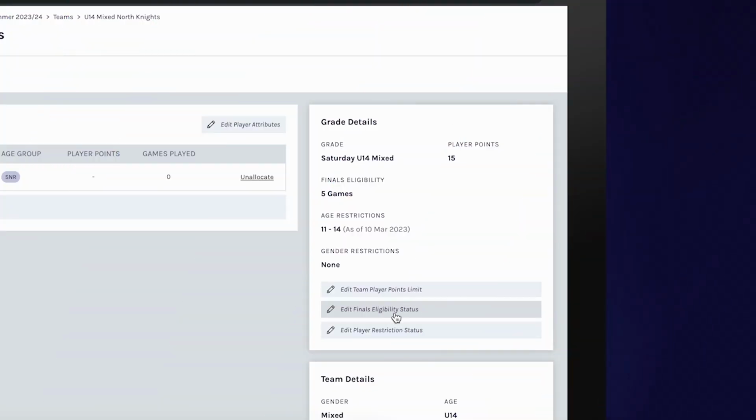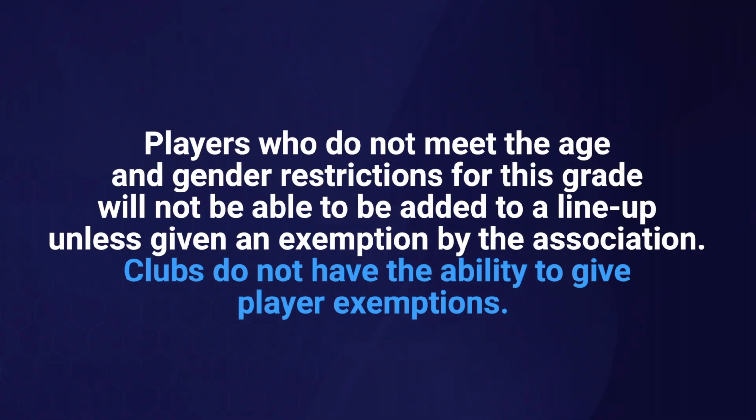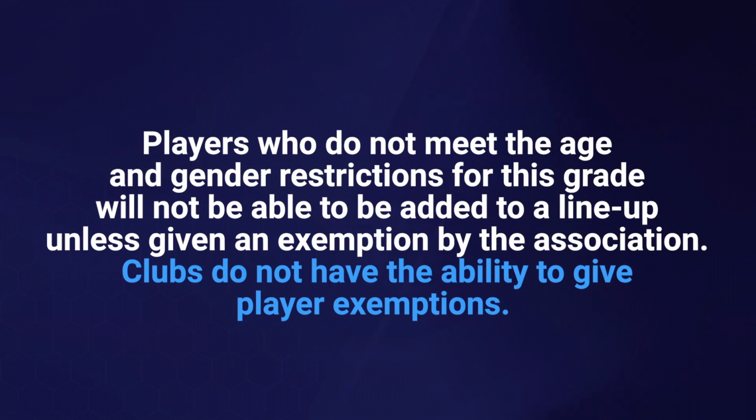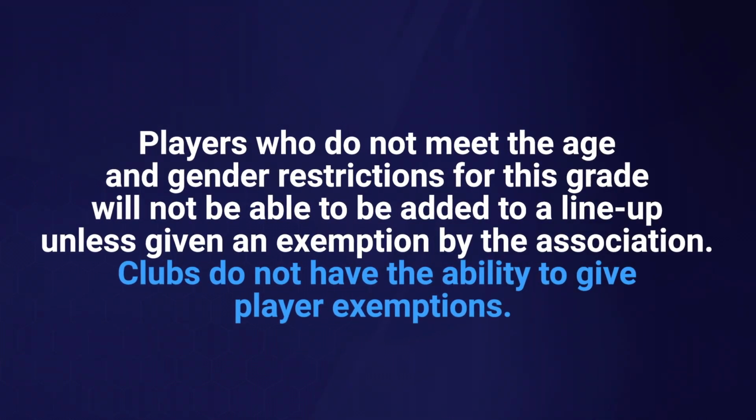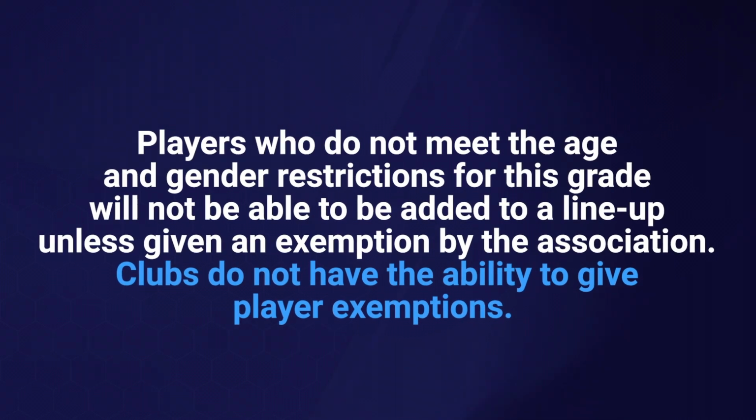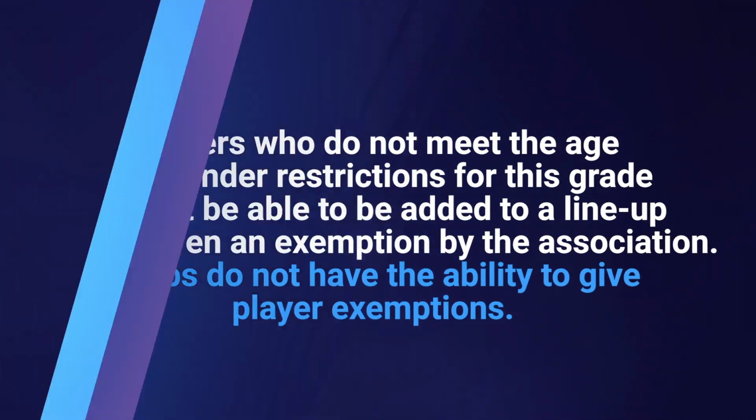An association will also be able to manage a player's eligibility for this team. If a player has not played the required amount of games to be eligible for finals, the association has the ability to override this by selecting Edit Finals Eligibility Status. This will be covered off in later training sessions. Players who do not meet the age and gender restrictions for this grade will not be able to be added to a lineup unless given an exemption by the association. Clubs do not have the ability to give player exemptions.